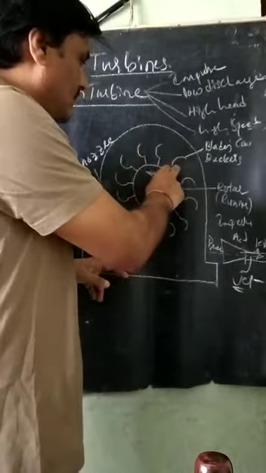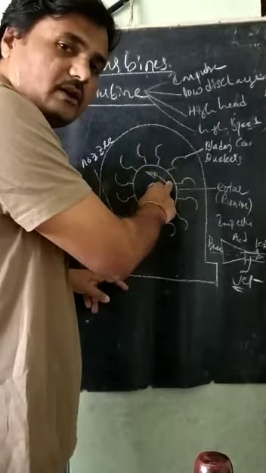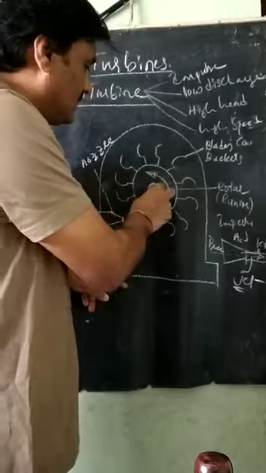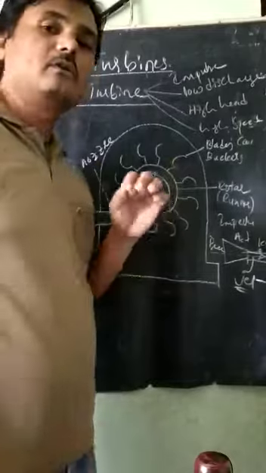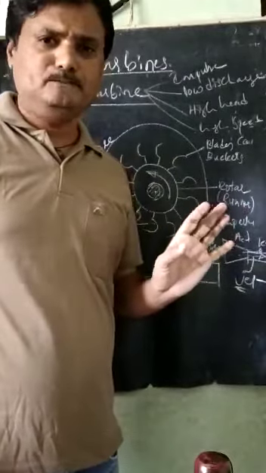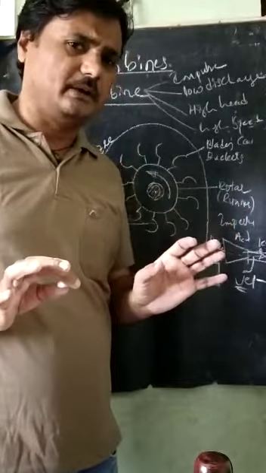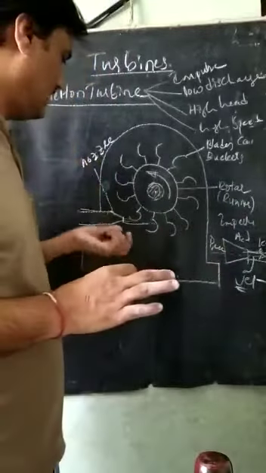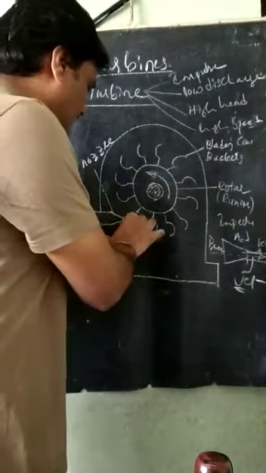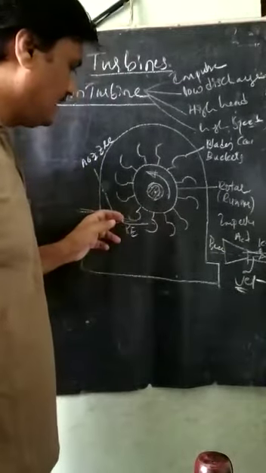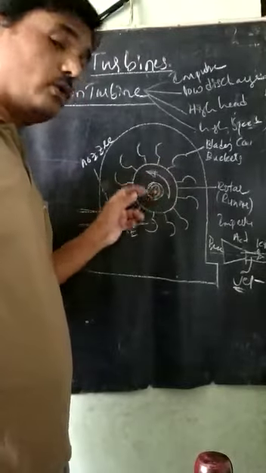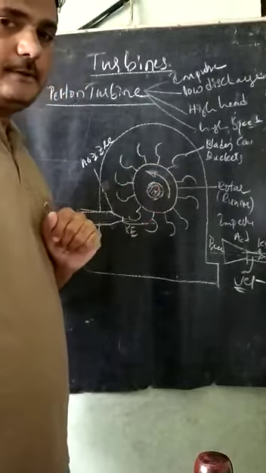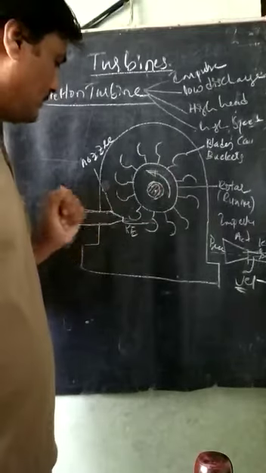The blades are fixed on the rotor, so the rotor will start rotating. Then the shaft will also start rotating. This is the main function here. What is being converted here? The kinetic energy of this fluid is converted into rotary mechanical energy.